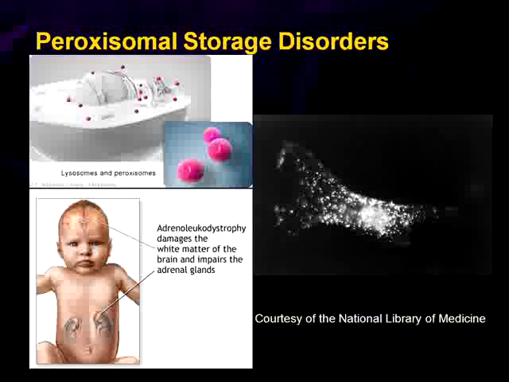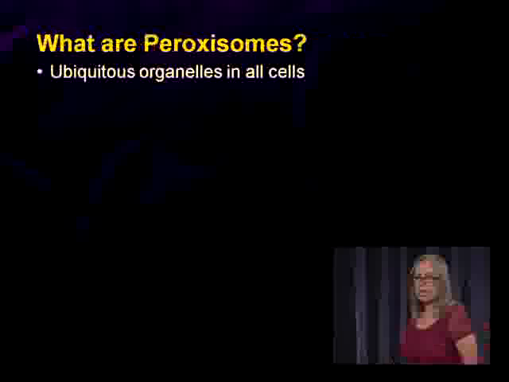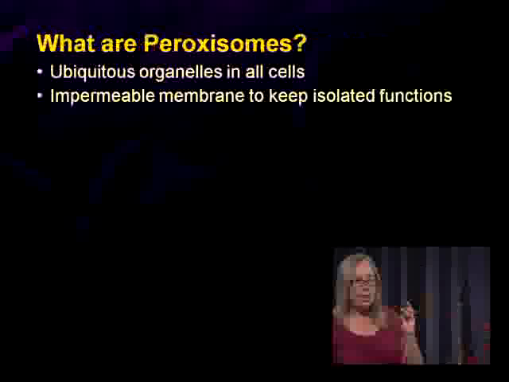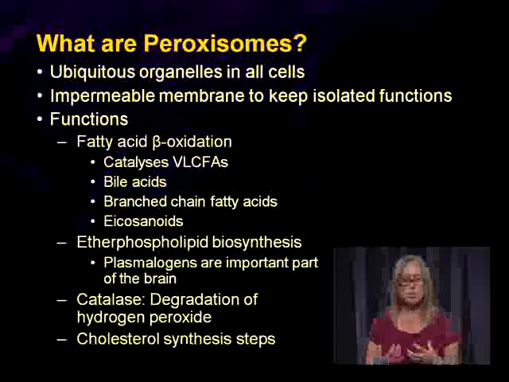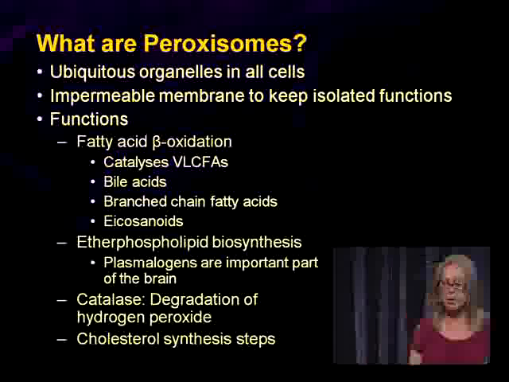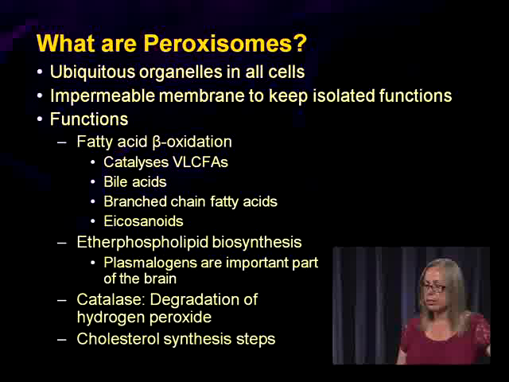All right, peroxisomal storage disorders. What are the peroxisomes? They're little organelles in all of our cells that help to break down compounds, and they have an impermeable membrane to keep their functions isolated. They are important in fatty acid beta oxidation and catalyze the breakdown of very long-chain fatty acids, bile acids, branched-chain fatty acids, and eicosanoids. They are also important in ether phospholipid biosynthesis, also known as plasmalogens, which are an important part of brain development. Catalase, which degrades hydrogen peroxide, is where they get their name, peroxisomes, and they're also important in some steps in cholesterol synthesis.